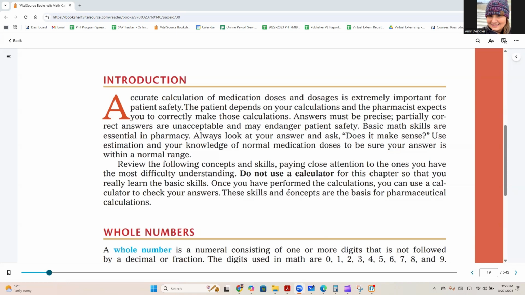Basic math skills are not going to be asked on the PTCB exam. You're not going to see an adding or subtracting fractions problem or anything like that. It's just that knowing these concepts helps you to learn and understand the higher calculation dosage type problems that we'll be doing at the end of the module.